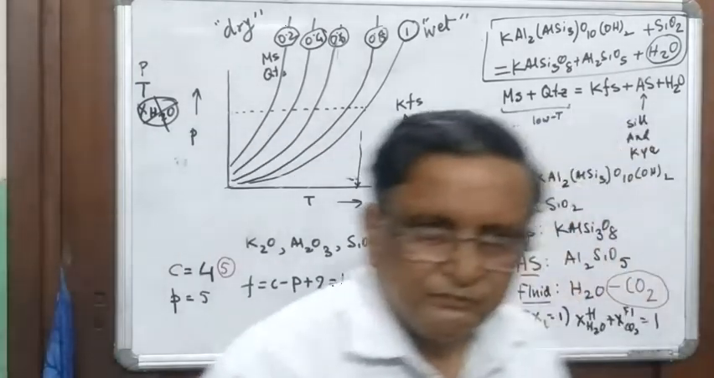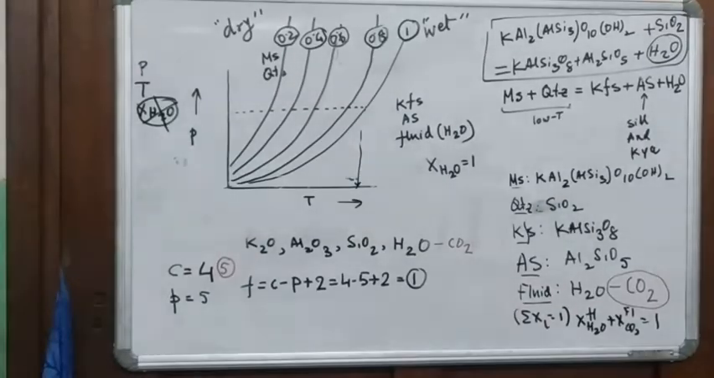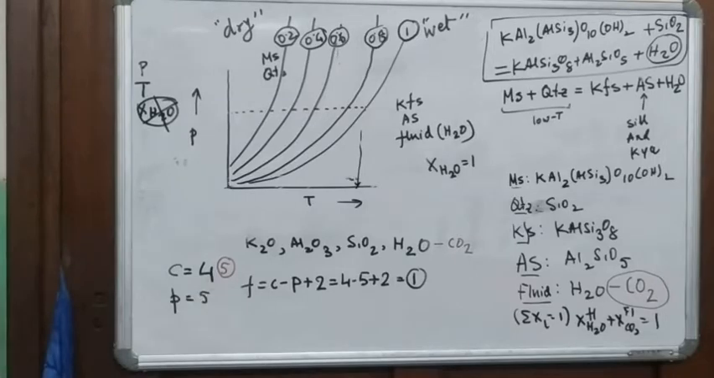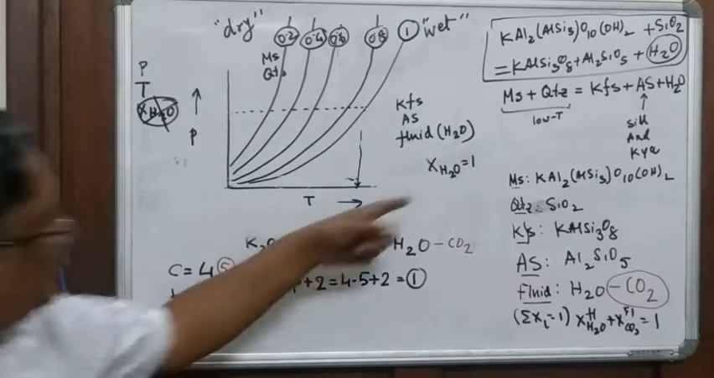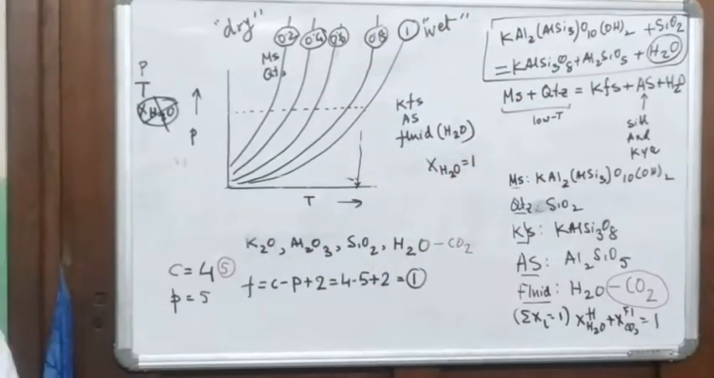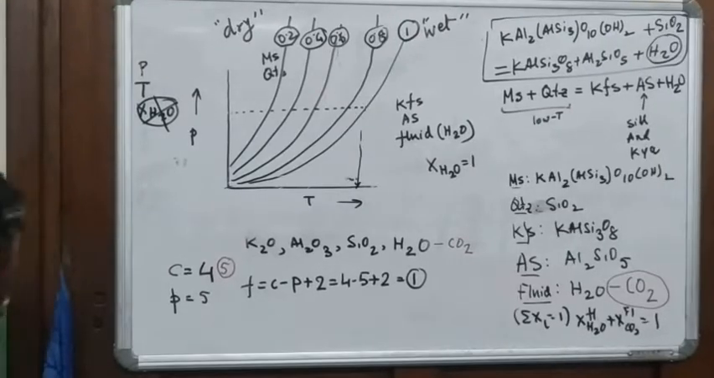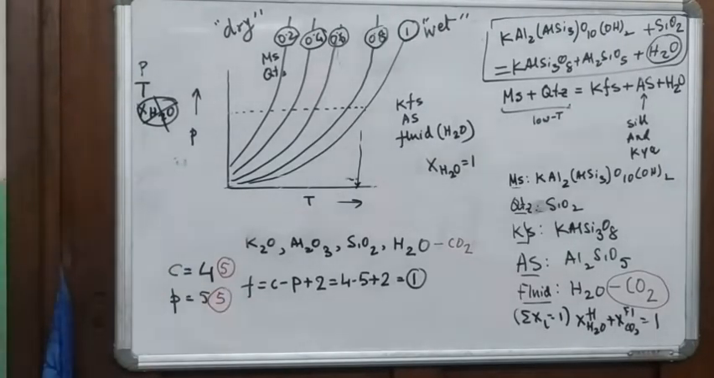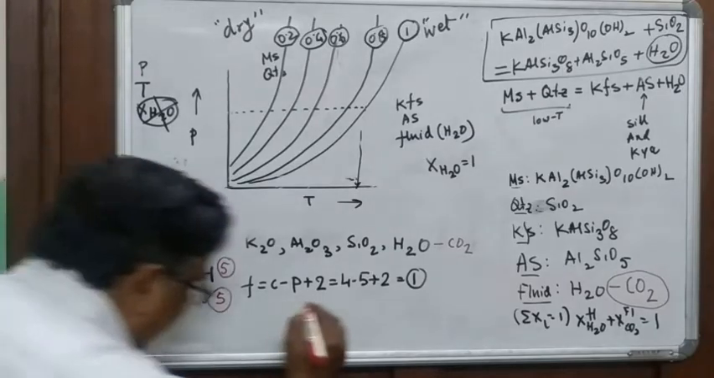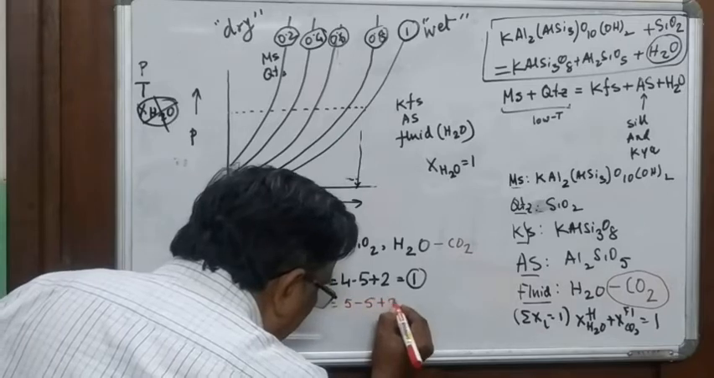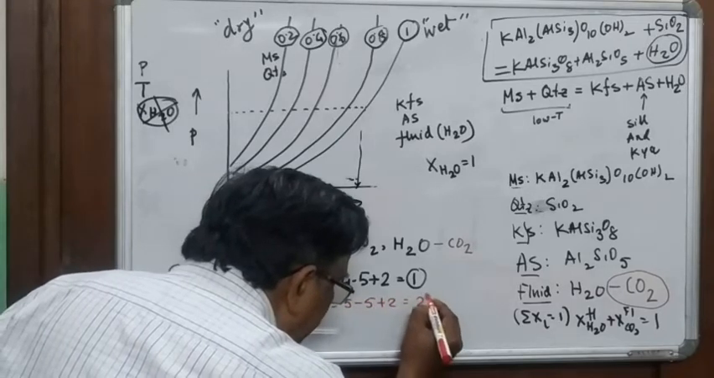Right? Increased this thing to 5. But P, same. 1, 2, 3, 4, 5. So 5 remains 5. So now we have 5 minus 5 plus 2. There you go, 2.